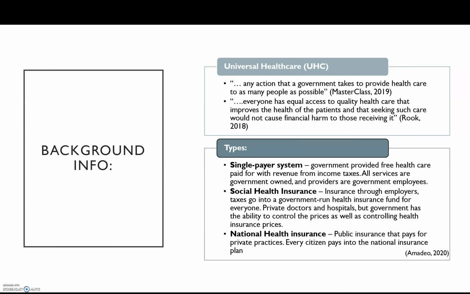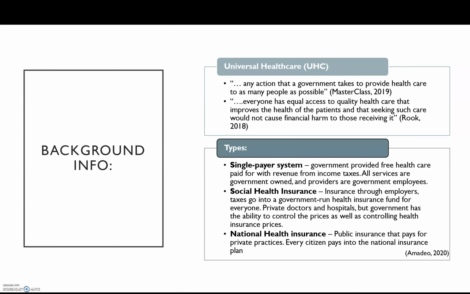There's a few different types of universal healthcare. The first type is a single-payer system. Here, governments provide free healthcare paid for with revenue from income taxes, and all services are government-owned and providers are government employees. The second type is social health insurance, where insurance is through employers, through payroll taxes.